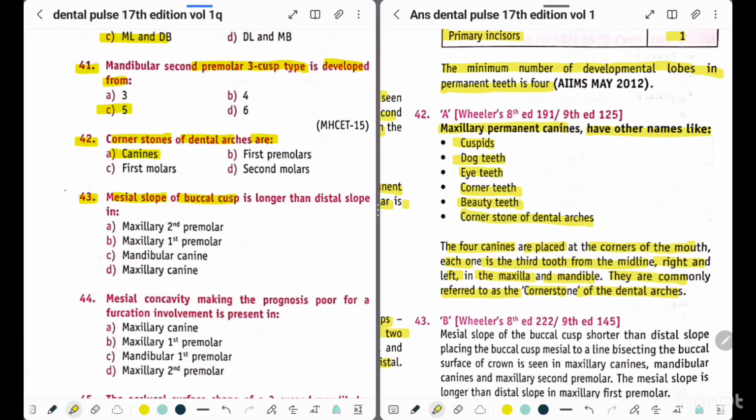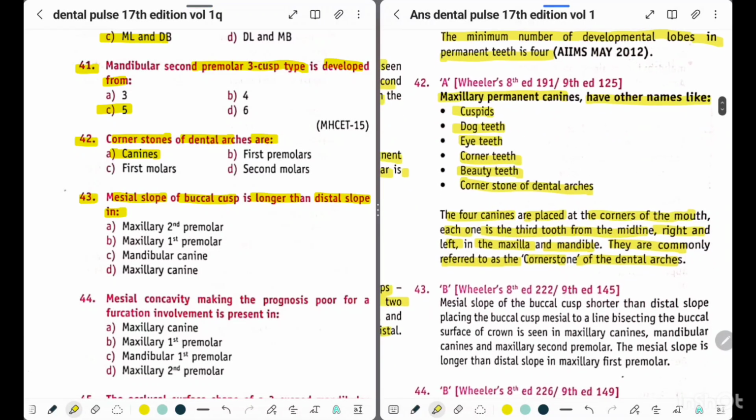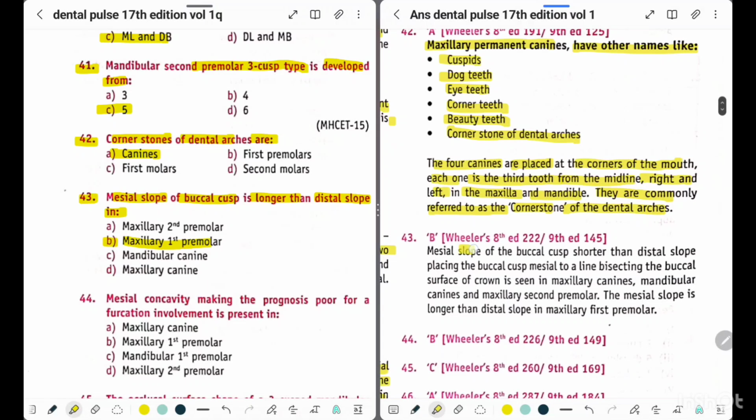Mesial slope of buccal cusp is longer than the distal slope in. So its answer is B, maxillary first premolar. Mesial slope of the buccal cusp is shorter than distal slope, placing the buccal cusp mesial to a line bisecting the buccal surface of the crown, in maxillary canines, mandibular canines and maxillary second premolar. The mesial slope is longer than the distal slope in maxillary first premolar.